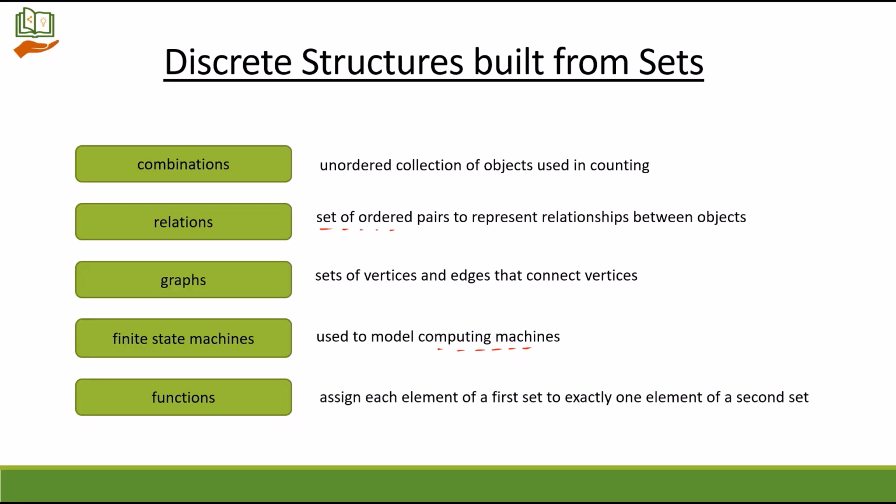Functions assign each element of a first set to exactly one element of a second set. Usually they will say it's a kind of mapping that occurs. One-to-one correspondence, all those things they will say. One side they will have a set, another side they will have a set, and it will be exactly mapping one element from one side to the other side. This assignment is actually what we term as functions in mathematics. Don't think of it in the perspective of programming languages. This is restricted to mathematics. So in all these cases, we will be using the sets concepts.